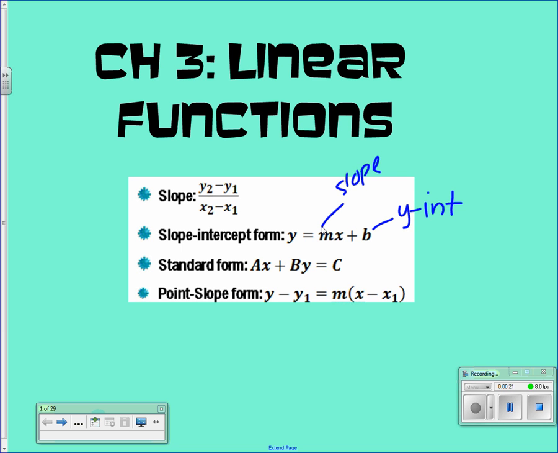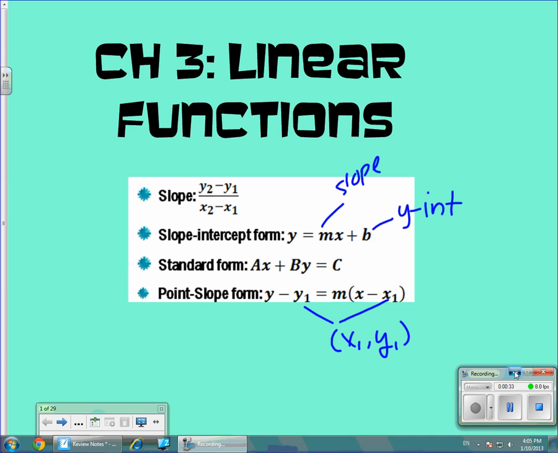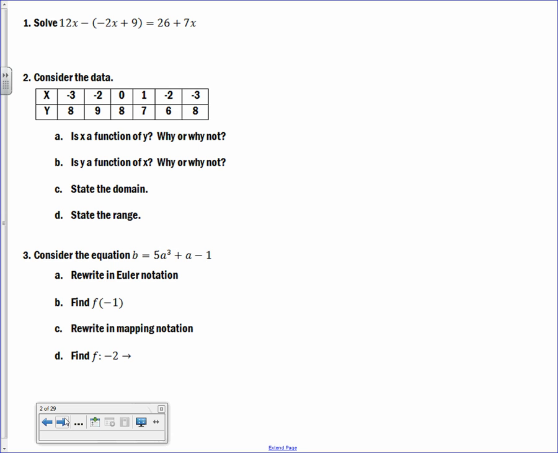Same thing down in point slope form, m is still the slope, and then the x1, y1 came from a different ordered pair where x is the first coordinate and y is the second coordinate. So just remember that, and then we'll go through some examples here. So first one was to solve.